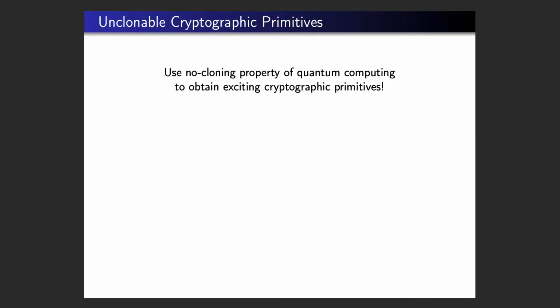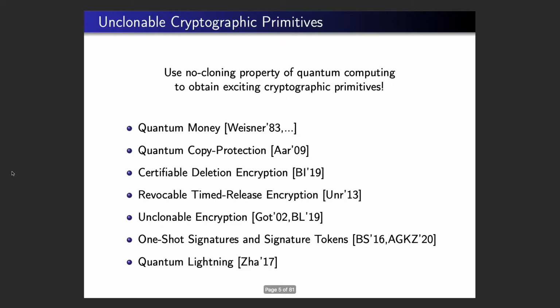The quantum no-cloning theorem has been used as a basis in designing many interesting cryptographic primitives. Primitives such as quantum money, which allows for a bank to manufacture a money state in such a way that a user will not be able to come up with a different copy of this money state that also passes some verification checks. And then there is a primitive of quantum copy protection introduced by Aaronson. I'm going to be talking about this primitive soon.